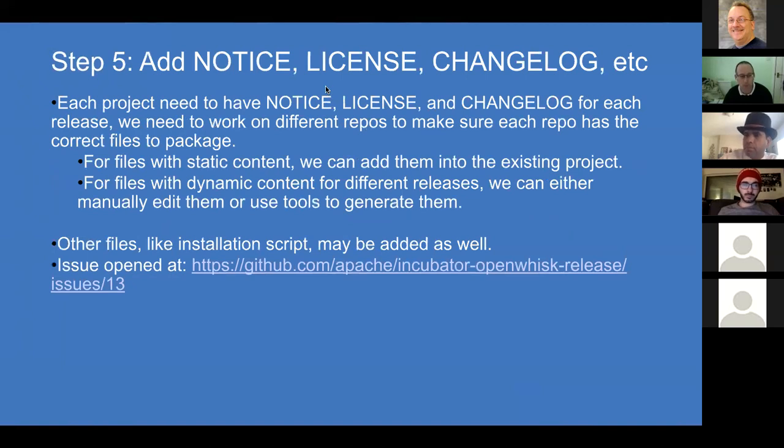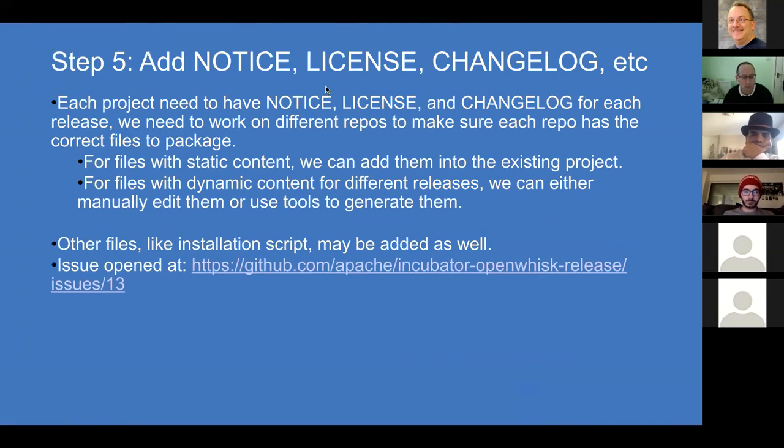Okay, step 5. We're almost close to packaging. But before we package the artifacts, we need to make sure we have a valid notice, valid license files, and some change logs. There could be more. This is all I can think of at this moment, but there definitely could be more. We can add it later.